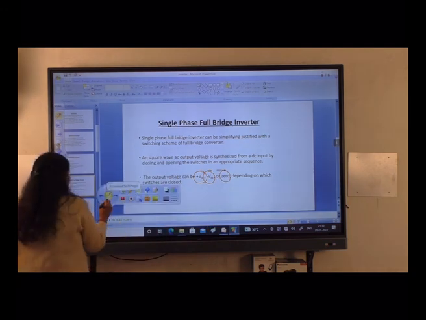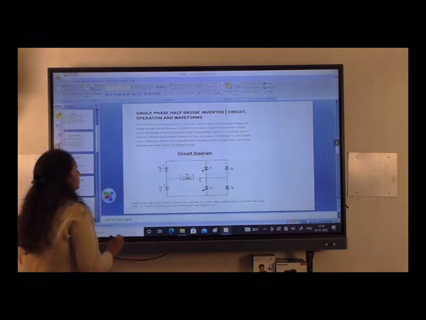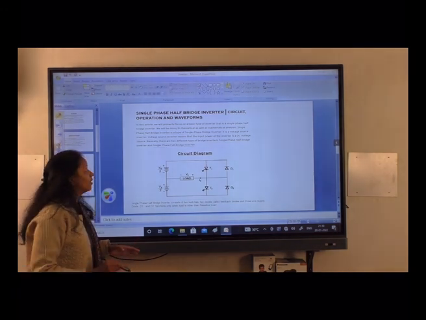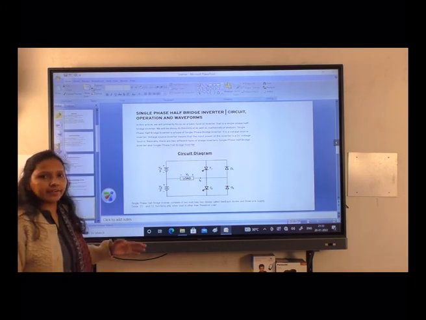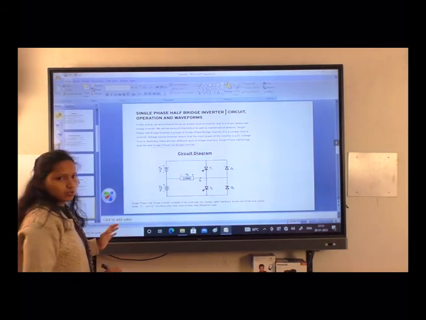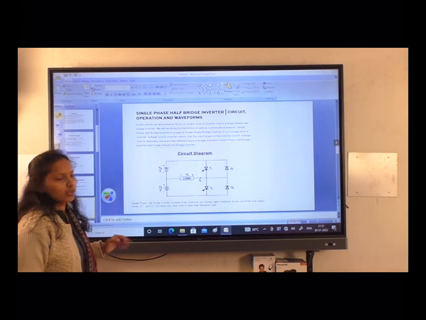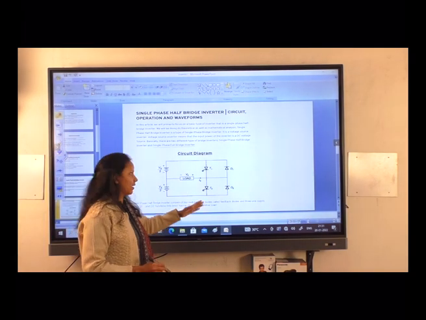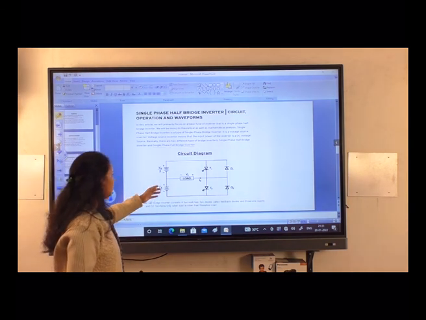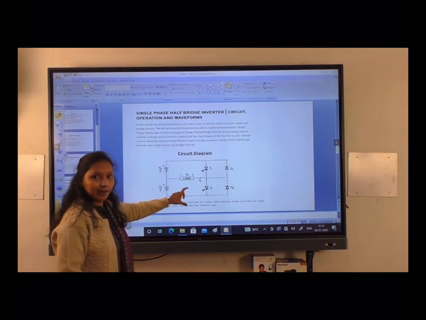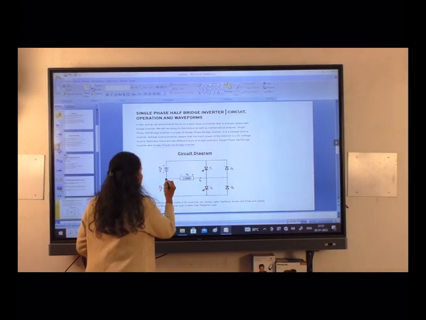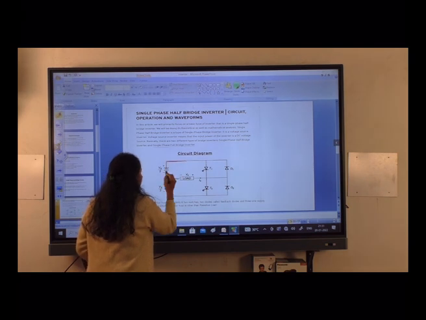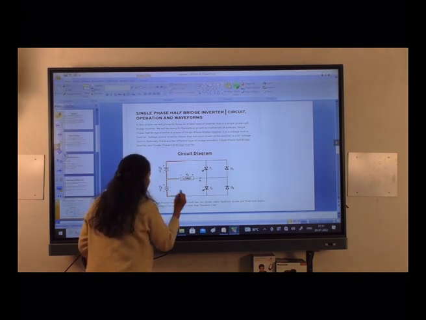Next, we first discuss the single phase half bridge inverter, its circuit diagram, its operation, its waveform, everything. First of all, see the circuit diagram. What you have to see is this 3-wire DC supply. It is 3-wire because its output wire is like this.